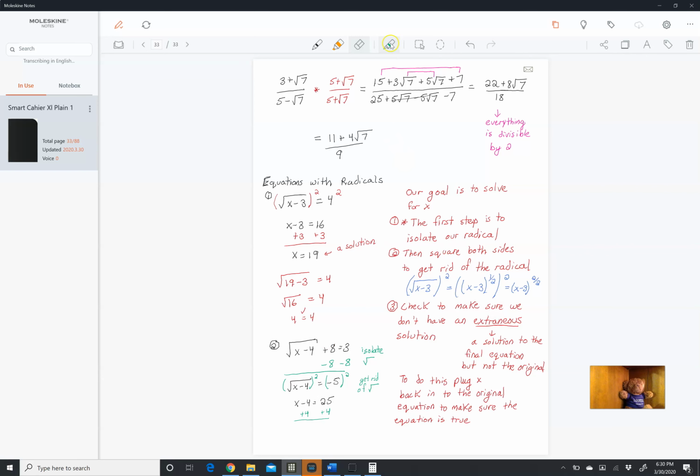And let's just put that in here. Square both sides, get rid of the radical, and solve for x. Seems kind of intuitive that you would solve for x before checking for an extraneous solution, but I just want to be really clear here. So we get that x is equal to 29. And then we're going to go through and we're going to plug this in. We want to make sure that the square root of 29 minus 4 plus 8 is equal to 3.